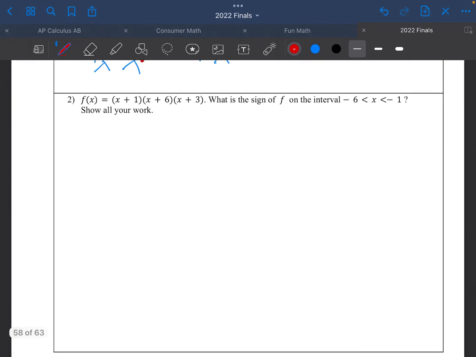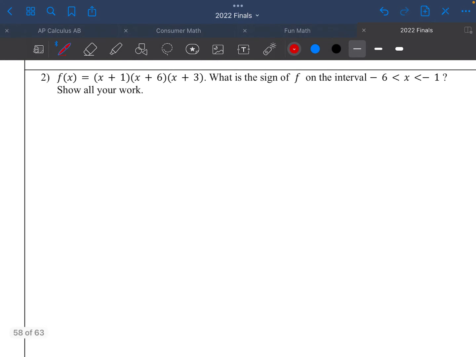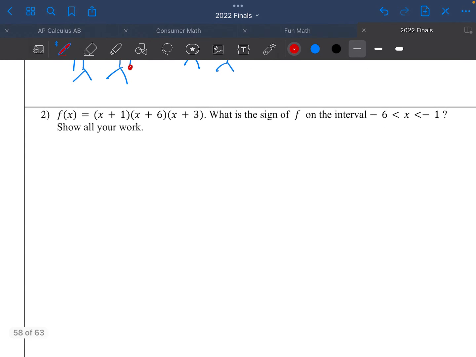Moving on to number 2. Okay, so signs, this one is difficult. The first thing that I recommend is making a number line. I mean, you're not going to have a number line on the multiple choice. So you need to make your own. Definitely still good advice. So make a number line.